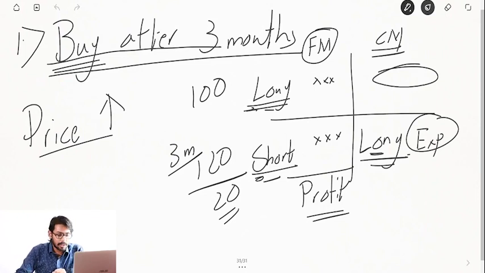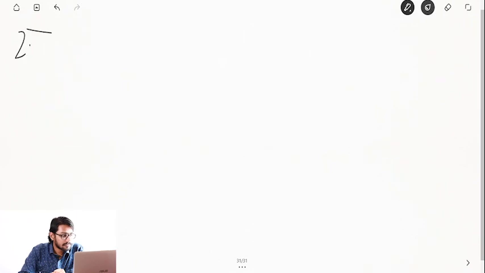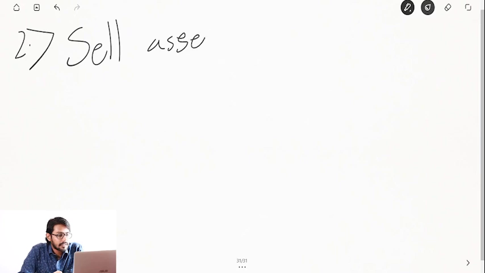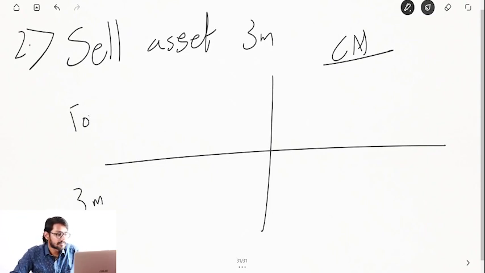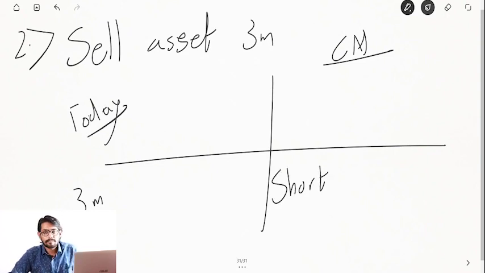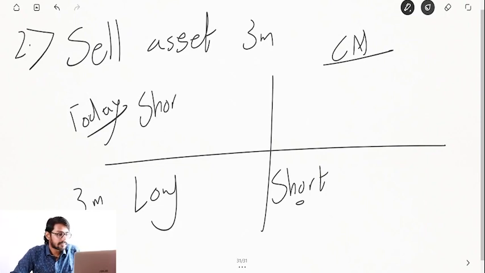Okay. Scenario number two. You want to sell something. Sell asset in 3 months. You want to sell something, which means in the cash market, you are selling a real asset. So in the cash market, after 3 months, not today, after 3 months, you want to sell, your position is short. Which means if it's short over here, it's long over here, and it's short over here. Understand, you are selling something after 3 months.